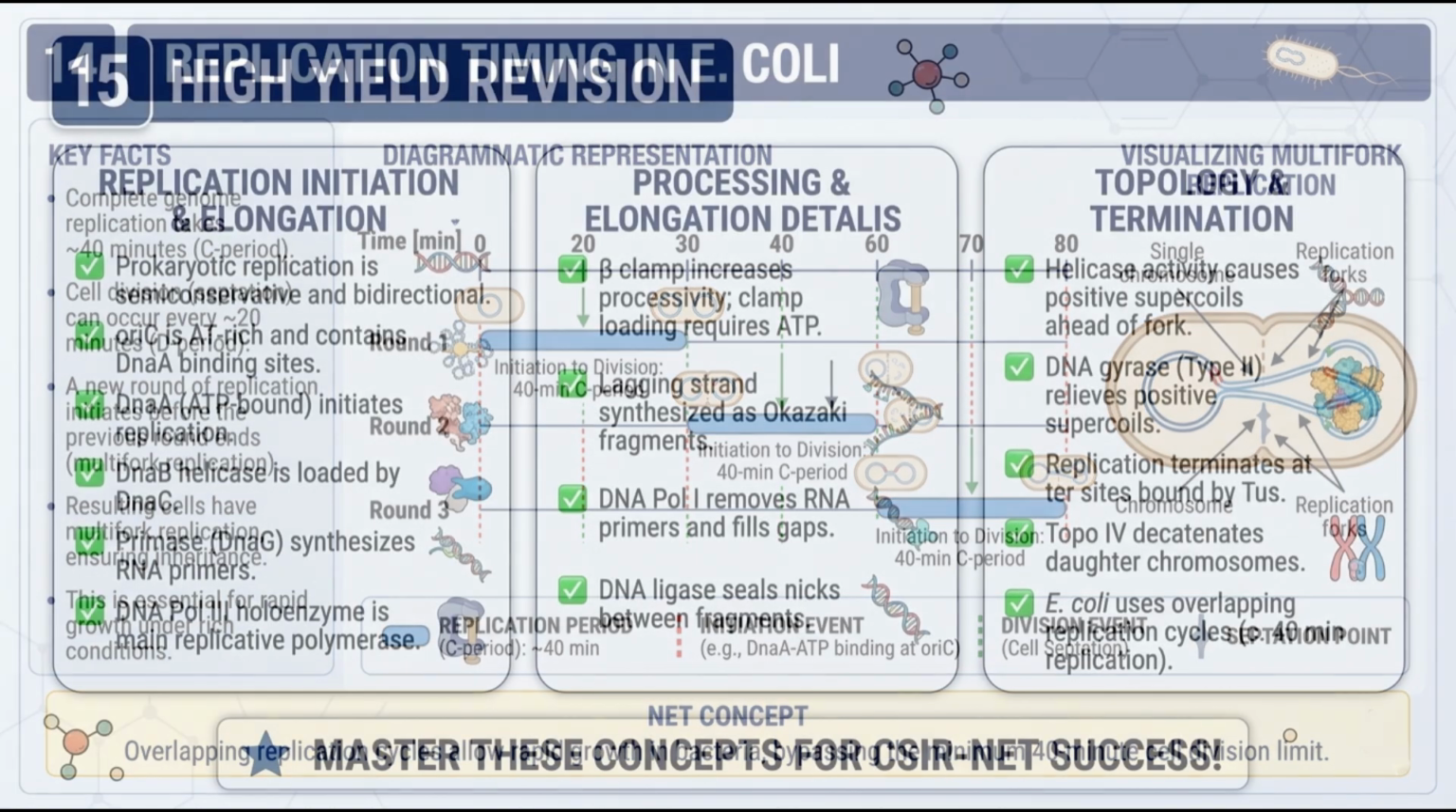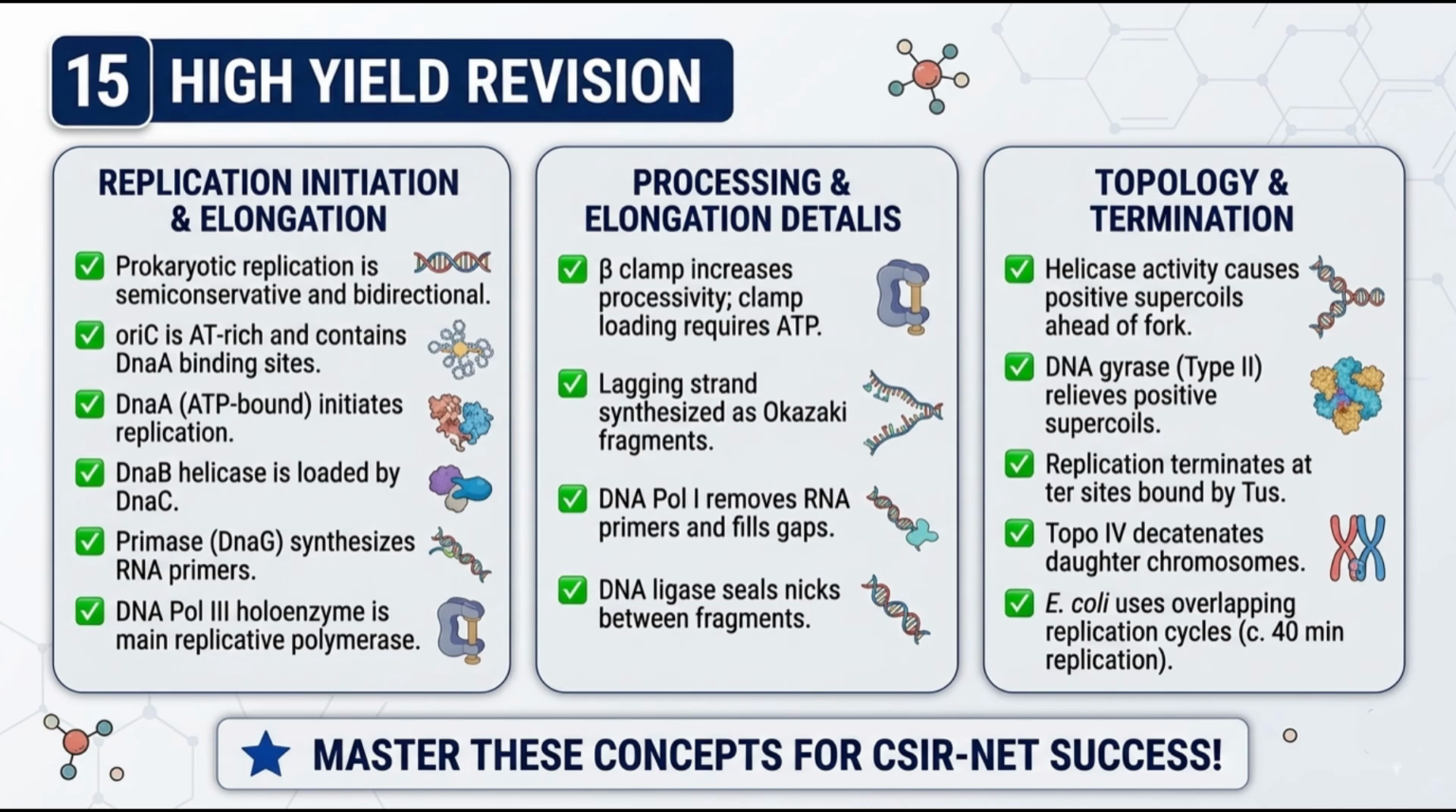Finally, let us revise the most important high-yield points. Let us look at replication initiation first. Prokaryotic replication is semi-conservative and bidirectional. The oriC region is rich in AT pairs. ATP-bound DnaA initiates the replication process.